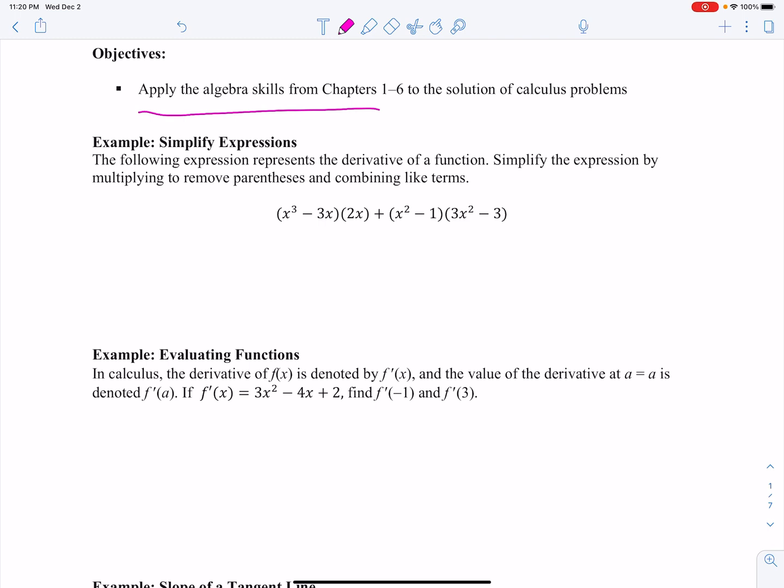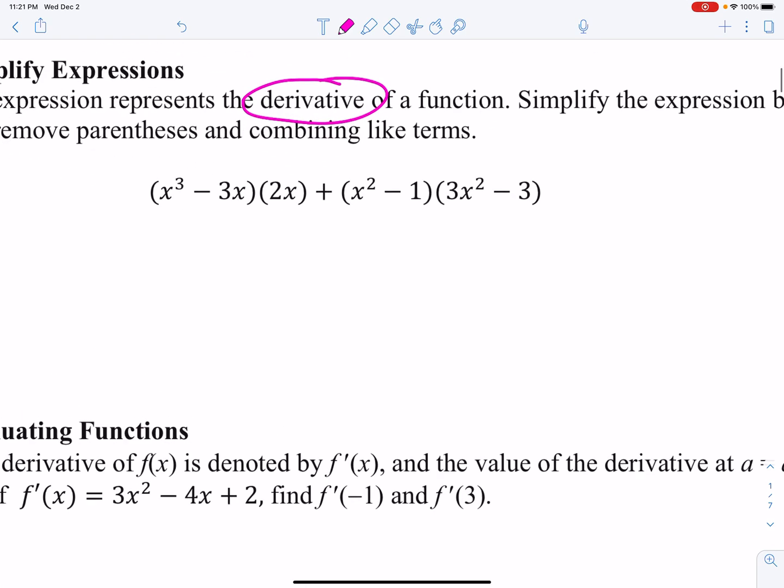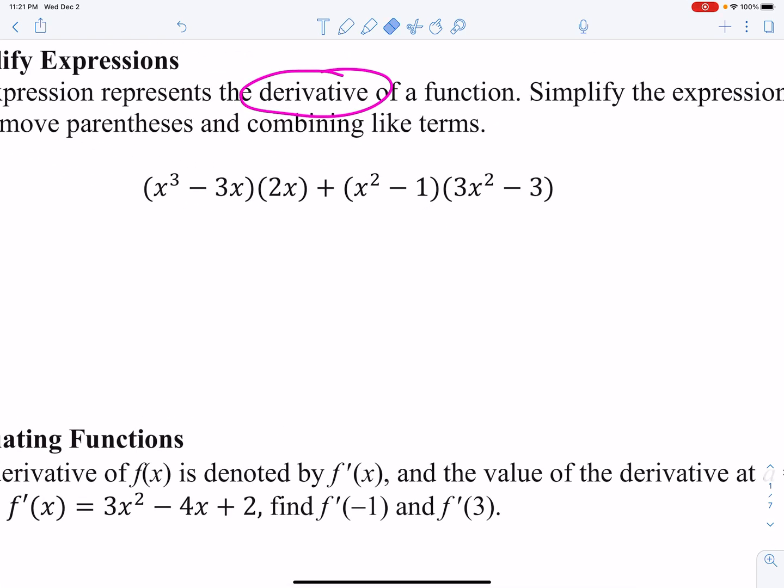The following expression represents the derivative of a function. So derivative of a function is something you'll learn in calculus. Simplify the expression by multiplying to remove parentheses and combining like terms. So most of these problems are just going to be an exercise in PEMDAS, your order of operations. For this first one, we're going to distribute the 2x. We're going to multiply the 2x here and here. And don't forget your equal signs here.